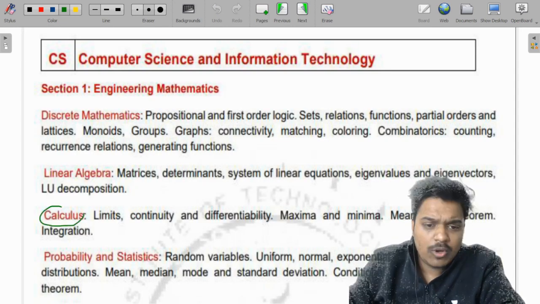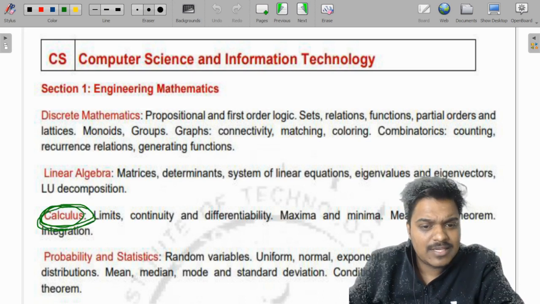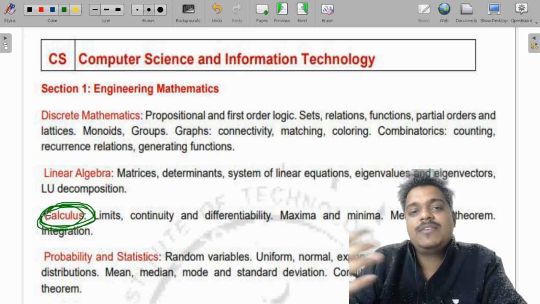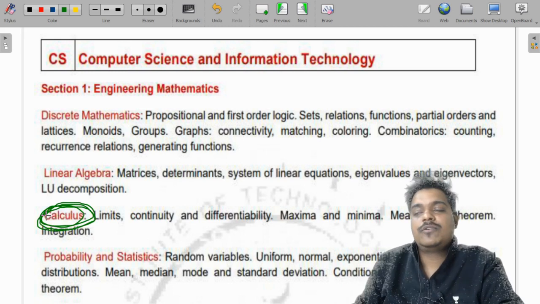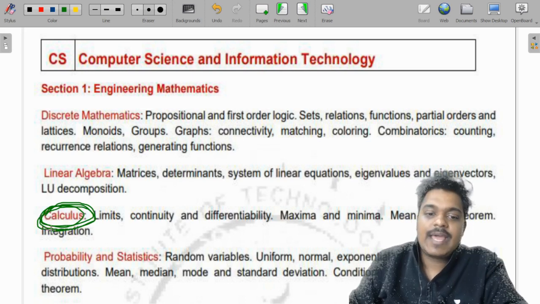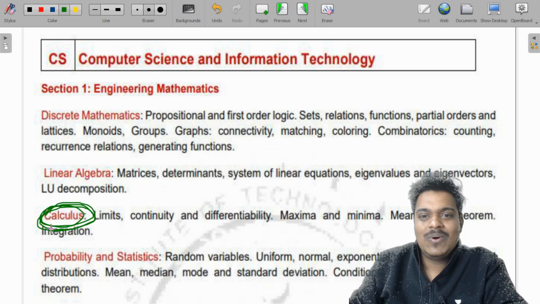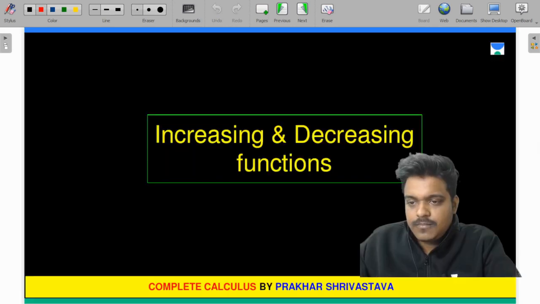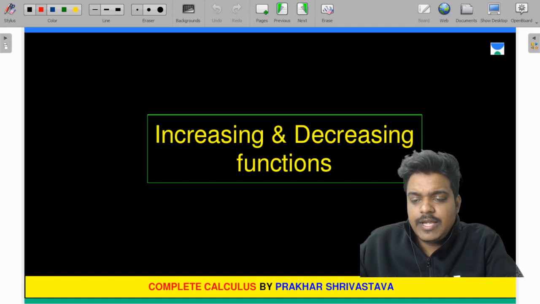Currently, we are discussing the topic of calculus. And in the previous lecture, we discussed the small topics of calculus earlier as well. Okay, so let's go. The next topic that we are going to discuss is the increasing and the decreasing function.